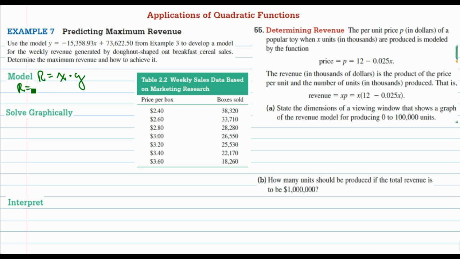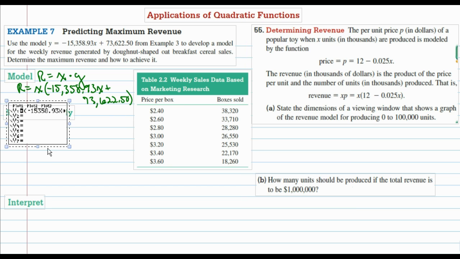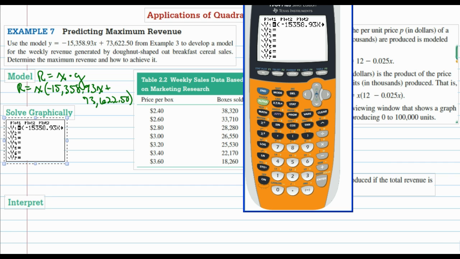So in other words, R equals X times this whole model that we came up with in example 3, negative 15,358.93x plus 73,622.50. So there's my x squared. Once I distribute that x, I have an x squared in my formula. To solve graphically, to find this maximum revenue, I put the formula into y1, and then I'm going to hit graph. I've got to find this maximum.